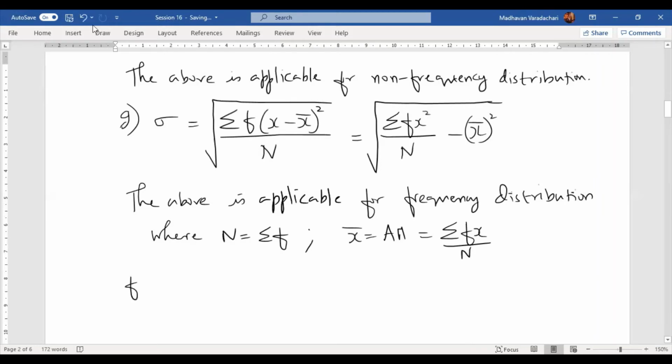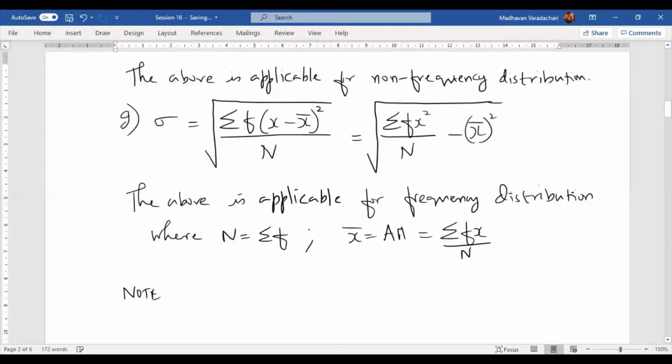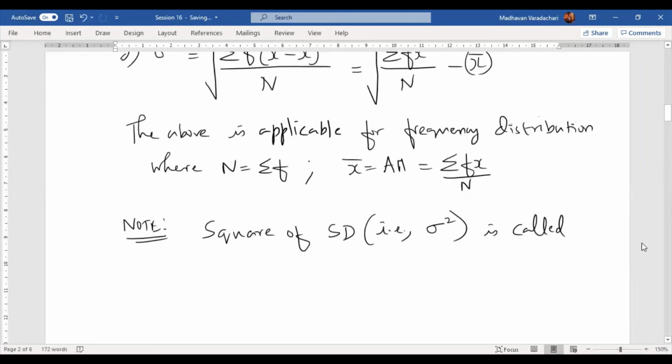Next is h. I will write one more note. Square of standard deviation, that is sigma square, is called variance. That is a note.